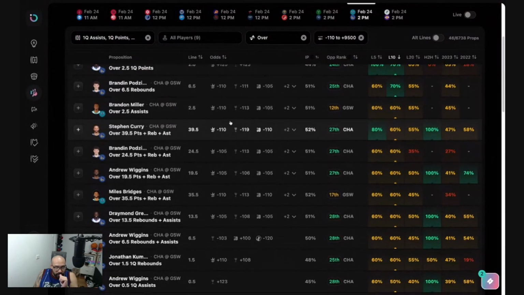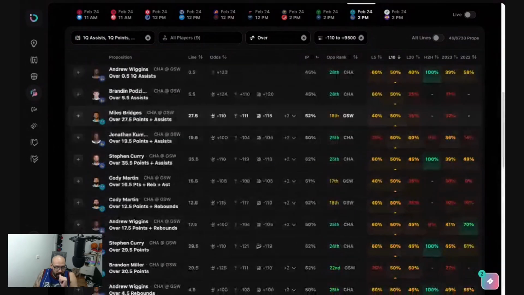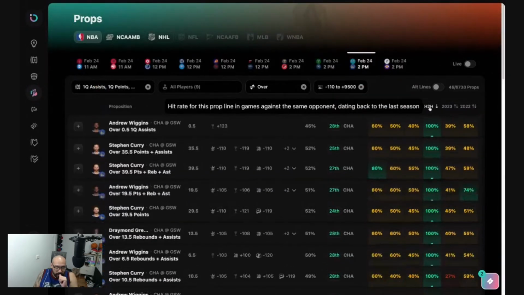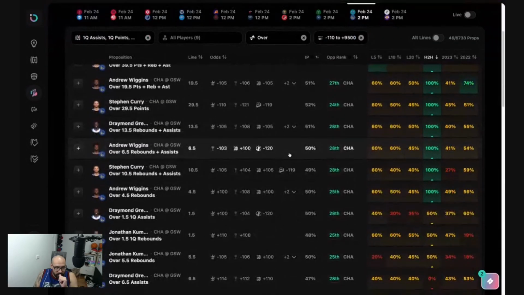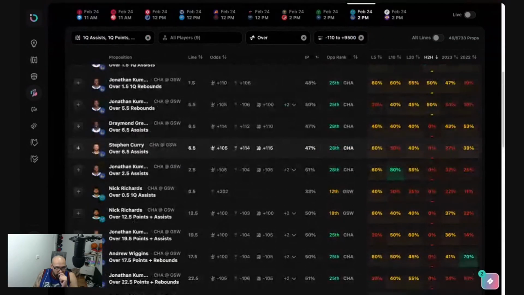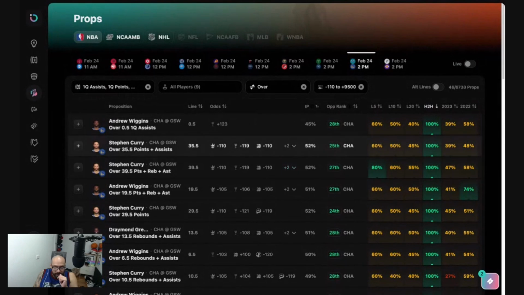We've got Brandon Miller, Miles Bridges. Highly inconsistent, though. If we're looking at head-to-head, none of those guys seem to come up. So, yeah, nothing screaming out to me in this game, I've got to say. Wiggins' first quarter points, though, that could be an interesting one.